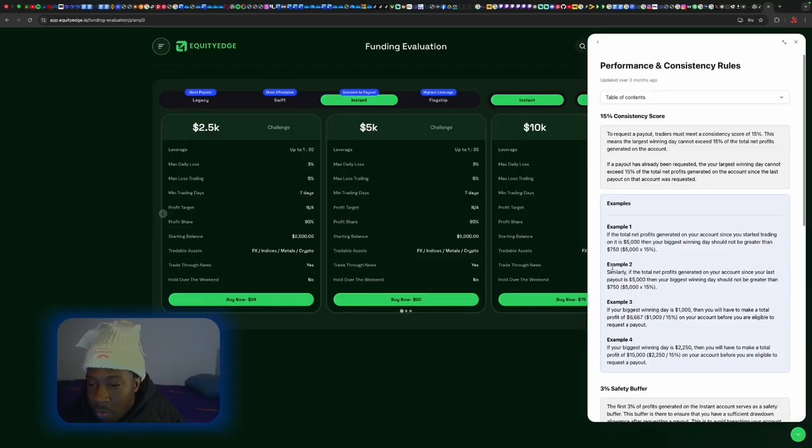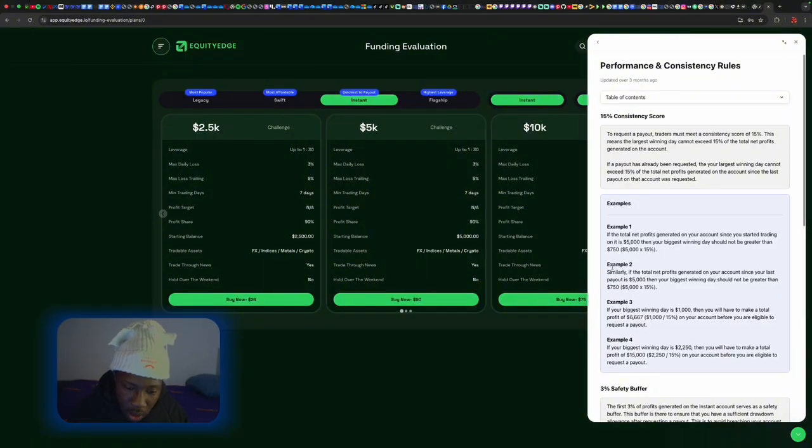Similarly, if the total net profit generated on your account since your last payout is 5,000, then your biggest winning day should not be greater than that limit. So this is what they are trying to say. You do not need to trade over your best winning day.